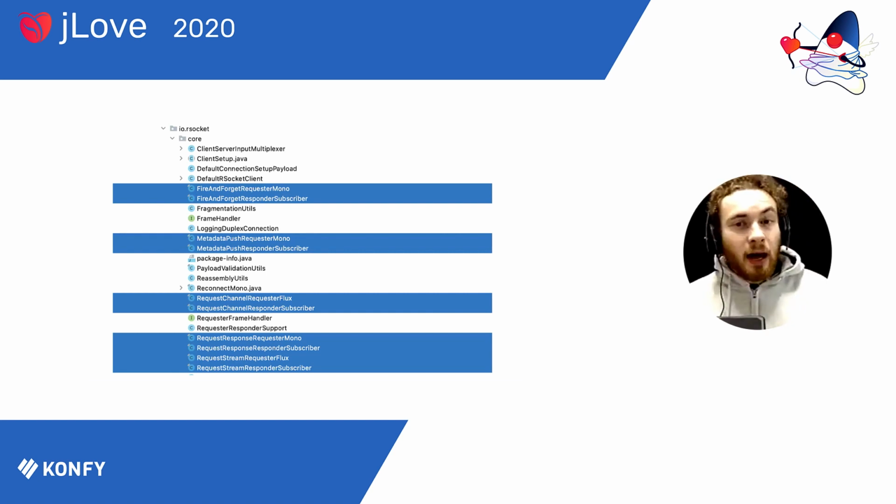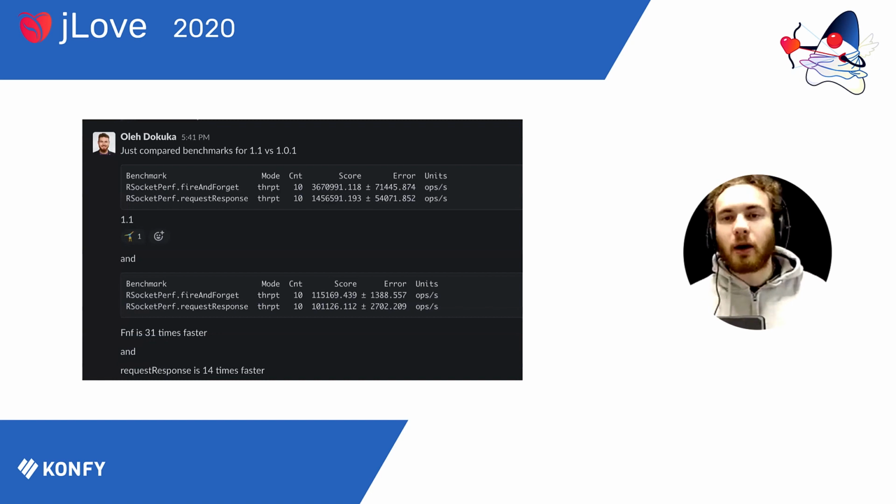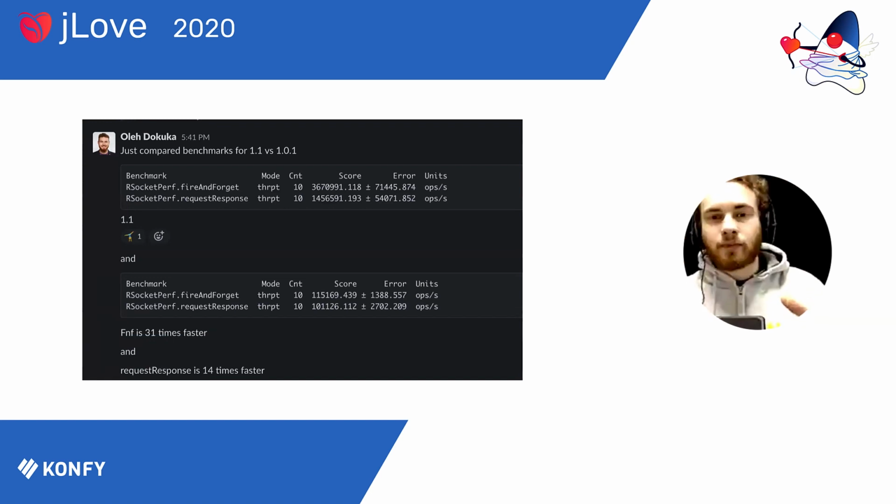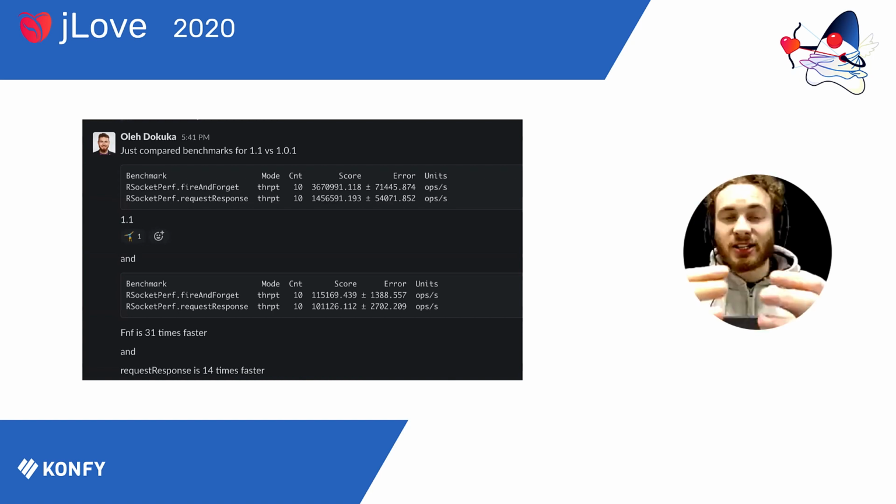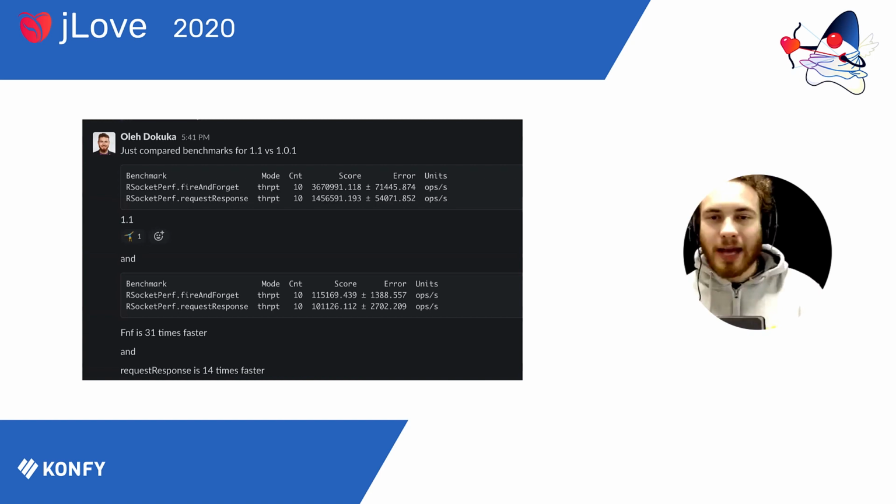But just by rewriting all these parts, just by removing all these operators like doOnSubscribe, doOnError, doOnDiscard, etc., with a custom implementation which does everything in a single place, at once, without extra overhead and without extra object allocations, we got not just 10x better performance, but for some communication patterns, we got like 30x performance, which is just an awesome improvement.